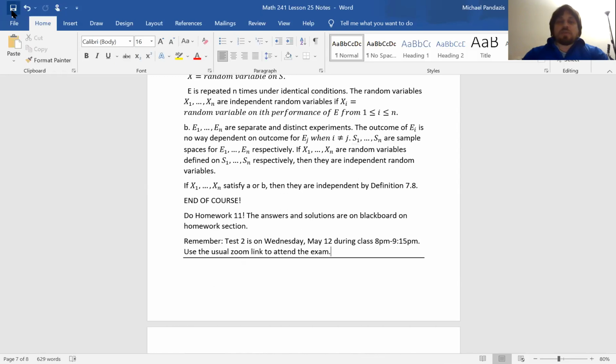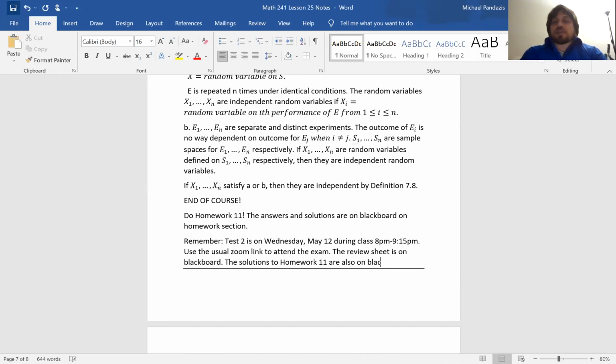Also remember the review sheet is on Blackboard. The solutions to homework 11 are also on Blackboard. Not just the answers, but I wrote a good deal of the explanation for all the problems. So that's that.